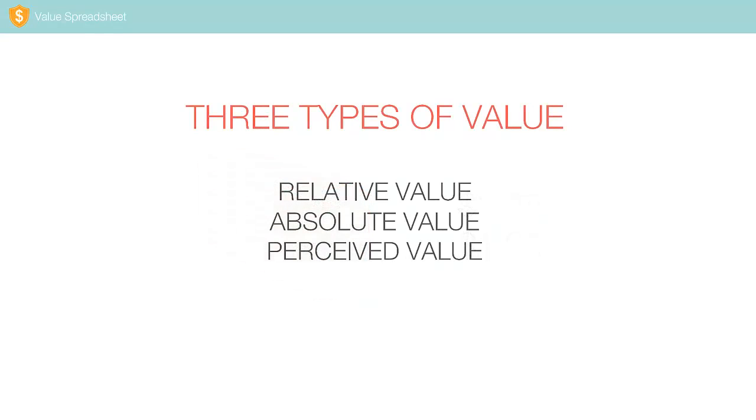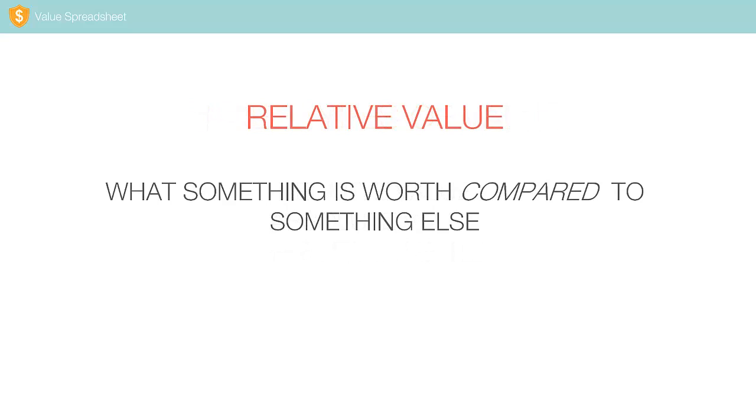There are 3 types of value though: relative value, absolute value, and perceived value. Let's quickly look at them individually, because it is important to understand the differences. Relative value shows you what something is worth compared to something else. For example, what a product or company is worth compared to its competitors.